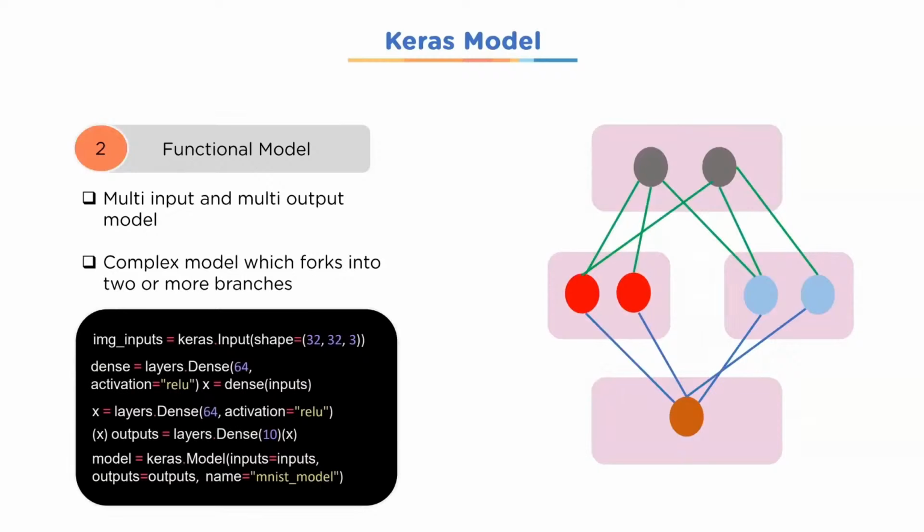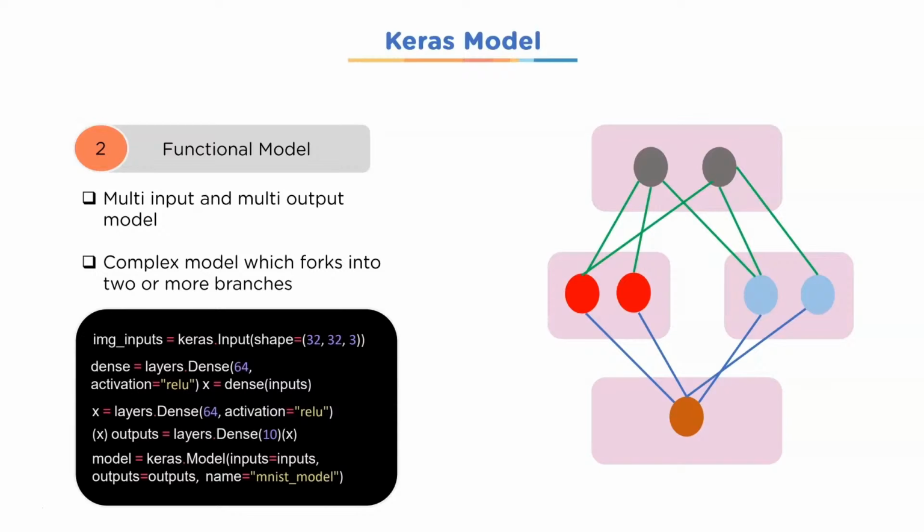And then there's a functional model. And this is really where things are at. This is new. Make sure you update your Keras, or you'll run into an error code when doing the functional model, because this is a fairly new release. And it uses a multi-input and multi-output model, the complex model which forks into 2 or more branches.